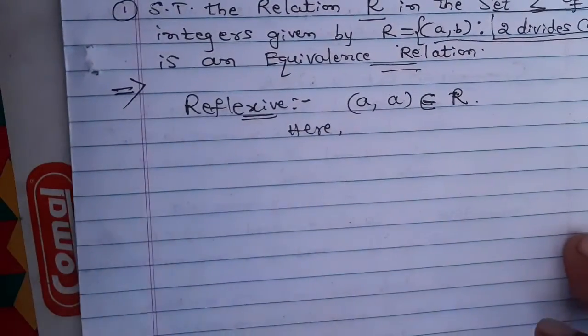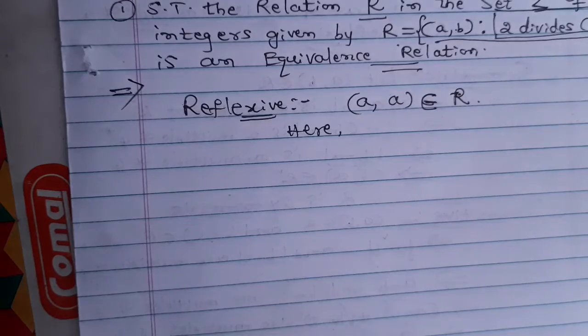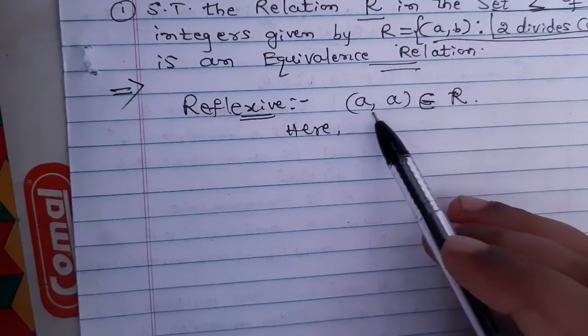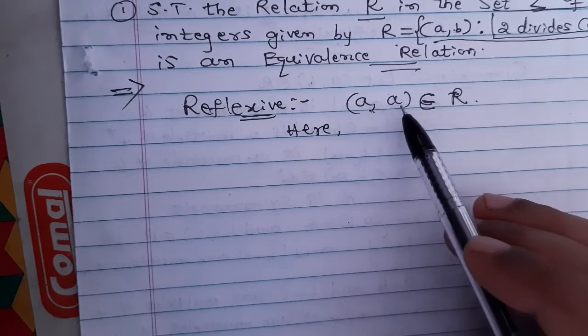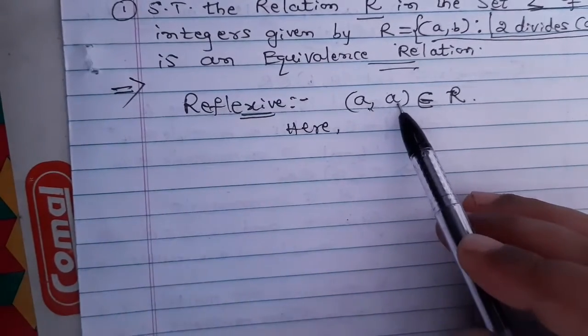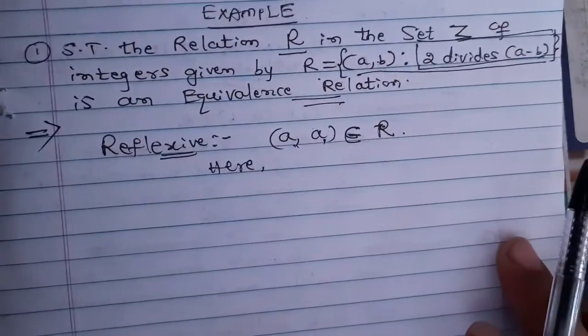So let us take one by one here. Reflexive. So reflexive means (a, a) belongs to R, an element should be related to itself. Let's check whether this is satisfied or not.